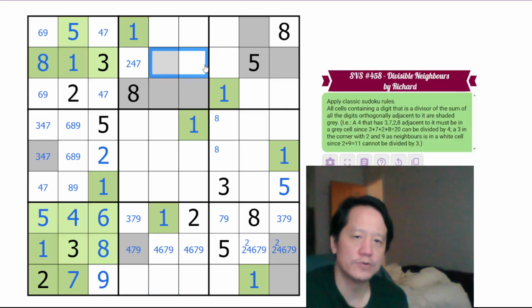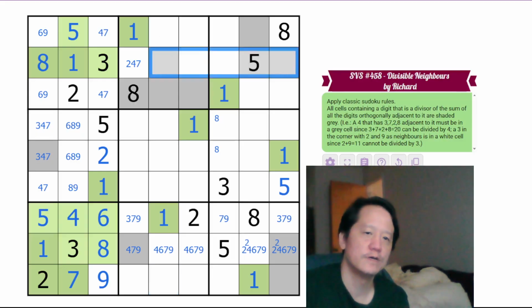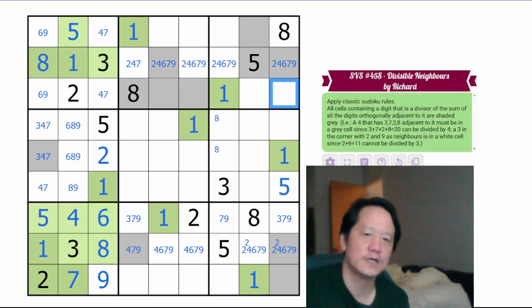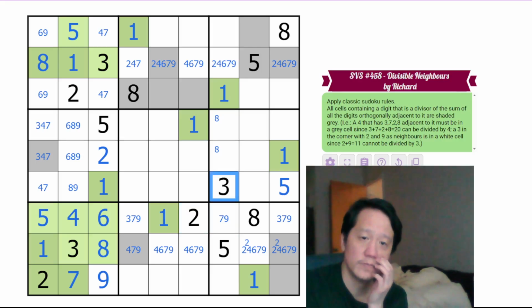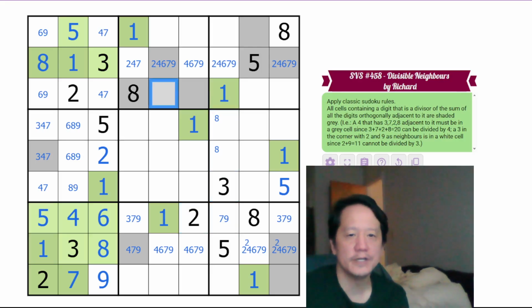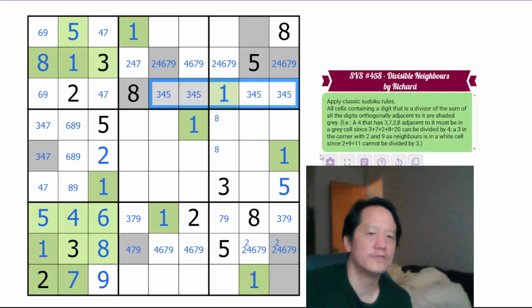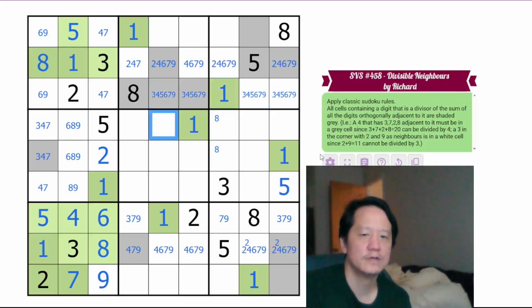Remaining digits in row 2. We have 2, 4, 6, 7, 9. No 2 here because of the 2 in the column. Remaining digits of row 3. We have 3, 4, 5, 6, 7, 9. No 5 here because of the 5 in the box.